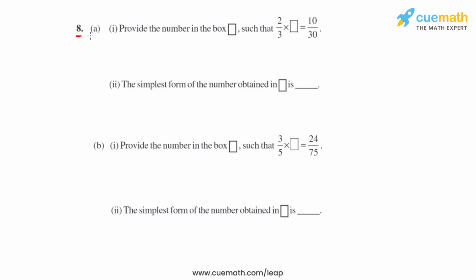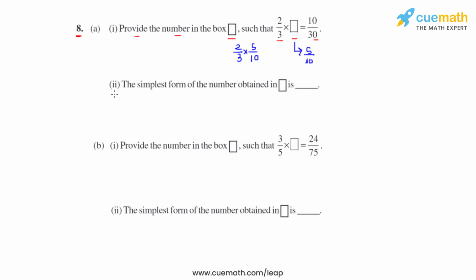Question number 8, part A, asks us to provide the number in the box such that the product of 2 over 3 and the number comes as 10 over 30. So we'll take the fraction which is given to us, which is 2 over 3. Now to get the numerator as 10, we must multiply 5 to 2. And to get the denominator as 30, we must multiply 3 with 10. So the fraction that we get is 5 over 10, and that is the number that comes in the box.